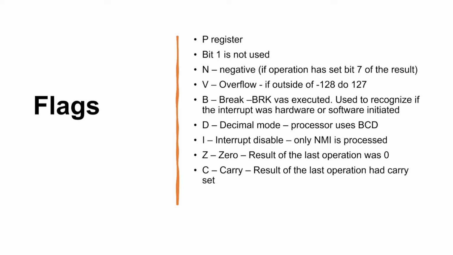There is a flag that is set if the last operation resulted in a 0 being written to the accumulator. And we have a carry that is used to see if the last operation had a carry set, or to be more precise, if the result of the last operation needs more than 8 bits to store the result. So this behaves as a 9th bit that can be set while using the CPU.